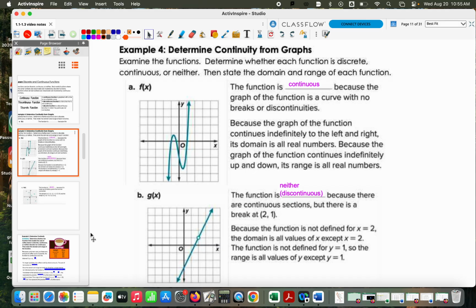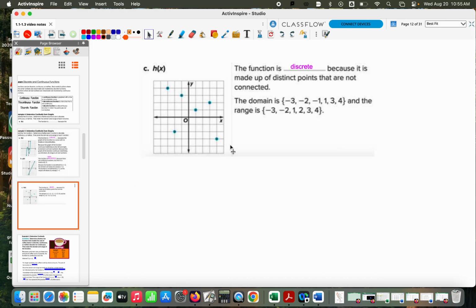Everything else is fine. Our last example here shows an example of a discrete function. It's made of distinct points that are not connected. So we've got individual points. We may not be able to connect them because maybe it's values that don't make sense. We have to use whole number answers for these. Okay. Your domain, you can't use an interval for this. You have to say it's basically these exact numbers. We use when x is -3, there's a value. When x is -2, there's a value, there's a point. -1, and then so on. 1, 3, and 4.